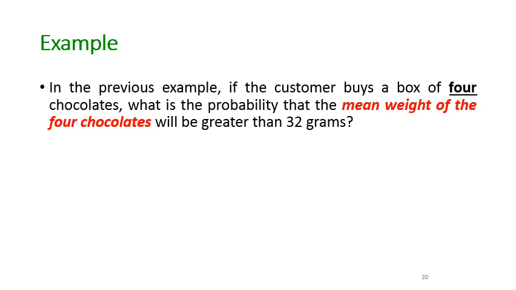So now we are finding a probability related to x bar, not to x itself, not to the weight. We are computing a probability relating to the mean weight of a sample selected from this population. So the 4 chocolates is considered a sample selected from the population of the chocolates. We need to find the probability that the mean weight of the 4 chocolates, so this is x bar, the mean of a sample, is greater than 32 grams. Let's now solve this problem in the next slide.